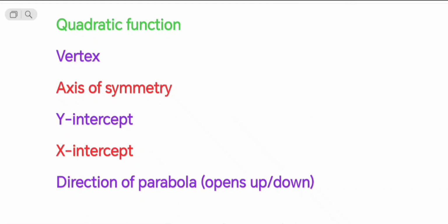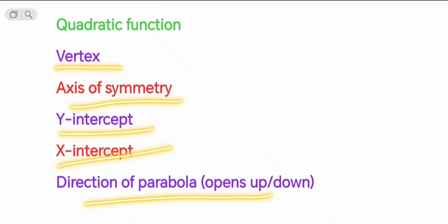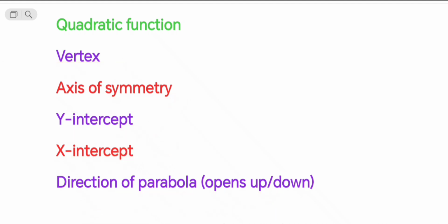Dear students, today we are going to learn about quadratic functions. There are many important things we need to know: the quadratic function, the vertex, the axis of symmetry, y-intercept, x-intercept, and the direction of the parabola. Okay, so what is the vertex? What is the axis of symmetry? Let's see.